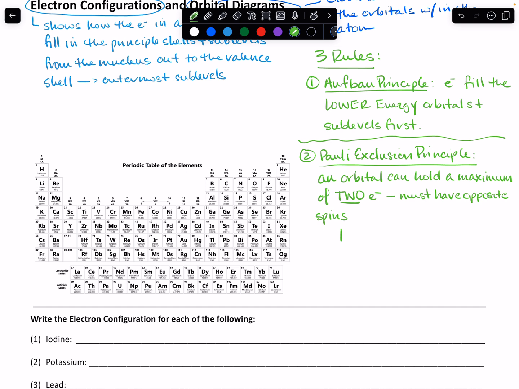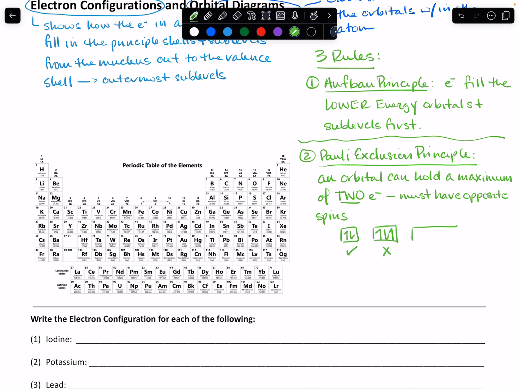So how do we show this? Let's say this is an orbital and I have two electrons in it. I can show them with opposite spins by having the arrows pointing in two different directions. So that would be okay. What I can't do is add a third electron, because if I put a third one in there, it's got to be spinning in the same direction as one of the other two. Those will not coexist.